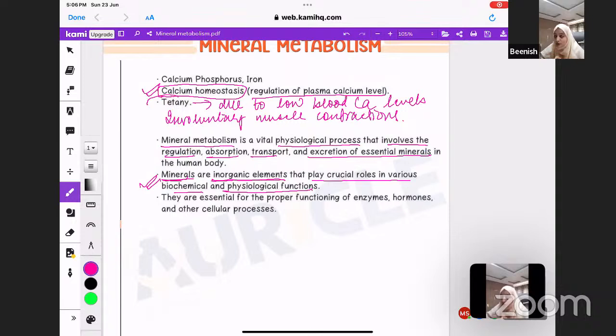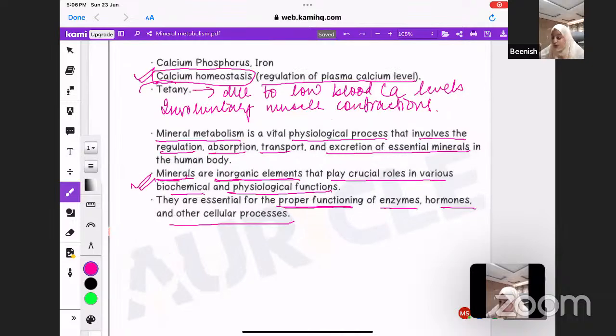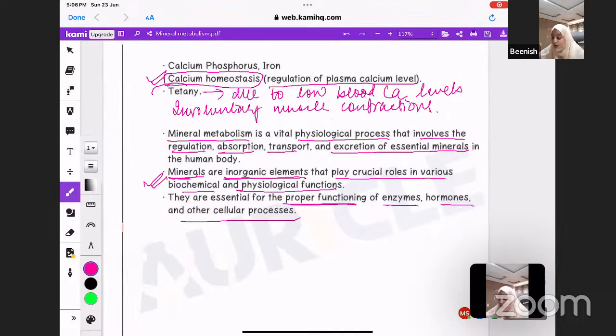So they are essential for the proper functioning of enzymes, hormones, and other cellular processes. Okay, and you know that these enzymes and hormones are all required for the proper functioning of the body. So that is how minerals also become very important.